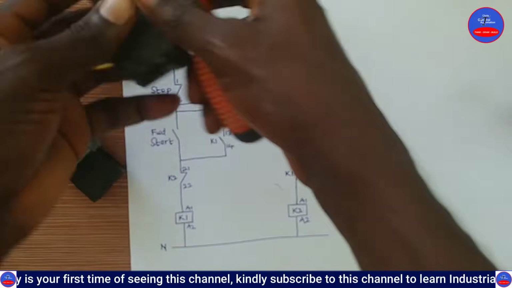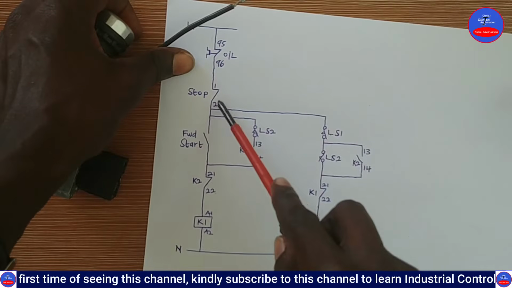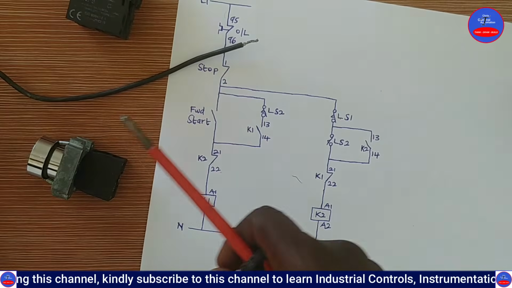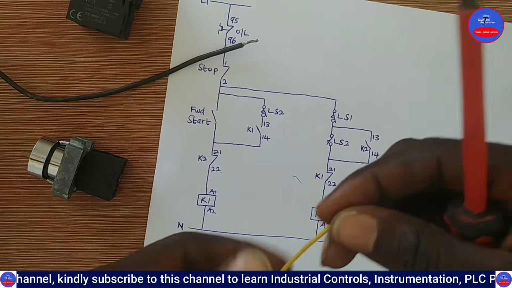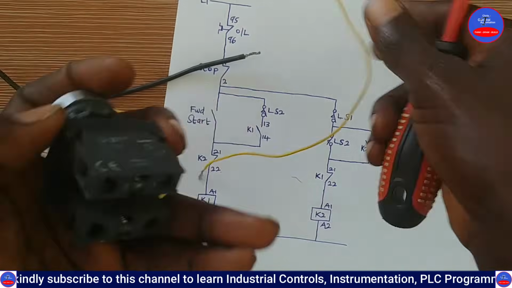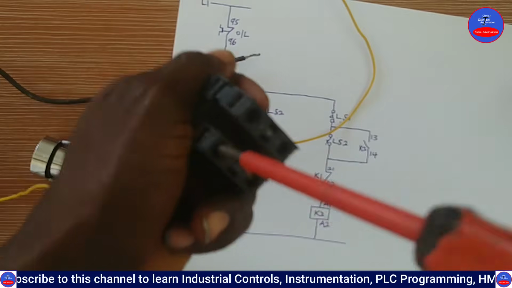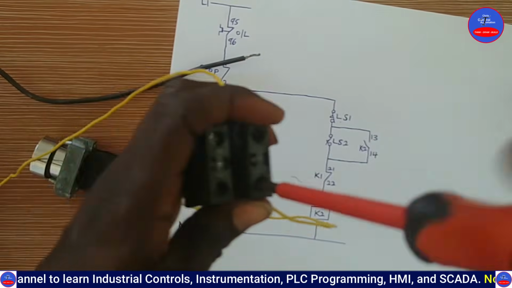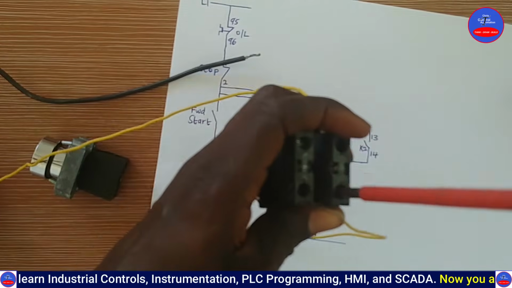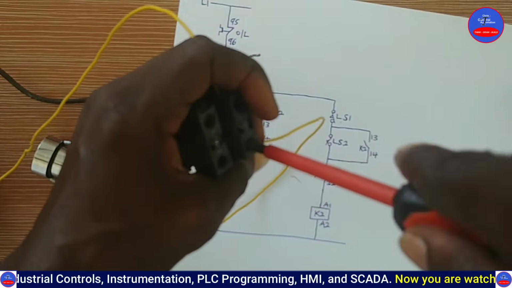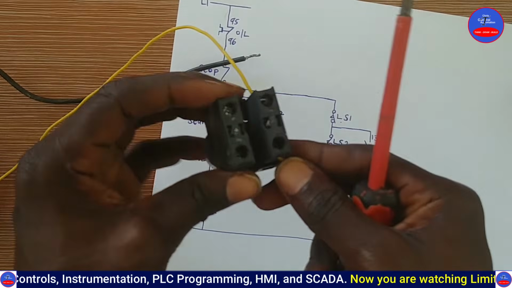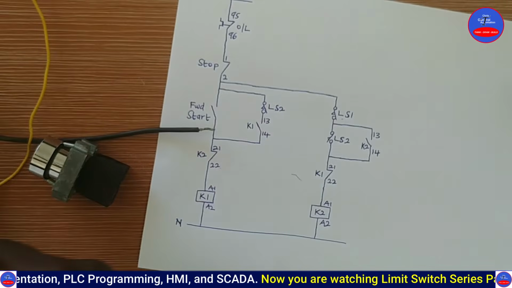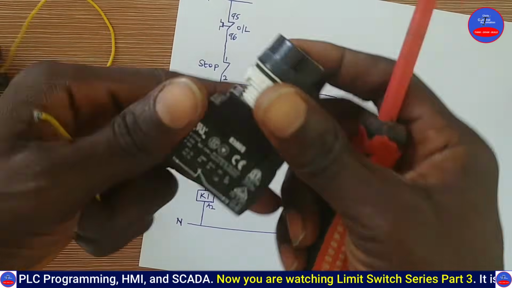Then from the 2, it goes to the forward start push button. Okay, from the 2, this is the 2, this side is the 2, this side is the 2. Yeah, so going to the forward start push button. So let's see this one. That is the open side.